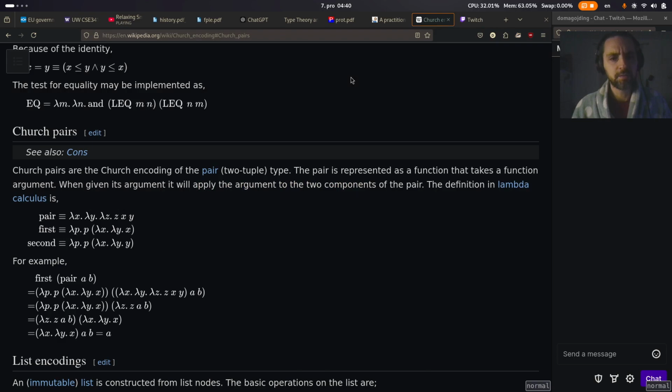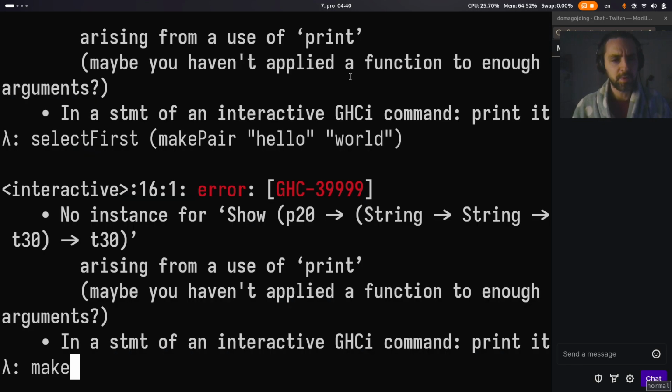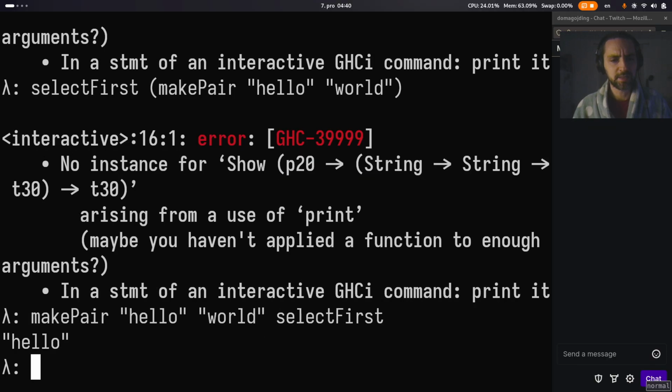So then I go maybe make pair hello world, select first. Is it like this? It's like this. Make pair hello world, select first. So what's going on? I was confused by this.